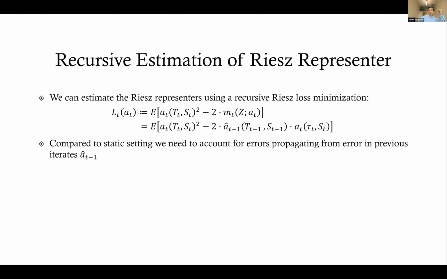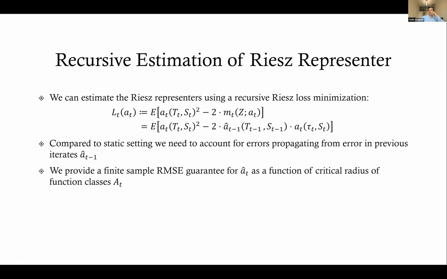Compared to the static setting, now we need to account for errors propagating from errors in previous iterates of A_t, and we provide a theorem that does exactly that and gives finite sample RMSE guarantees for A hat, for all of these A hats that you're estimating.